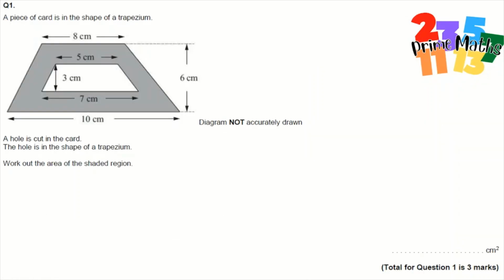First question involves area of trapeziums. From your formula sheet, you should see that the area of a trapezium is a half multiplied by a plus b multiplied by the height. A plus b are the lengths of the two parallel sides of the trapezium.